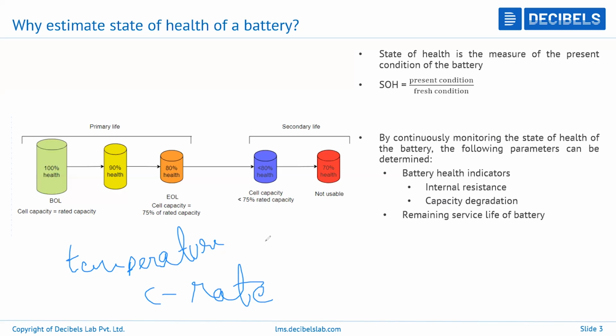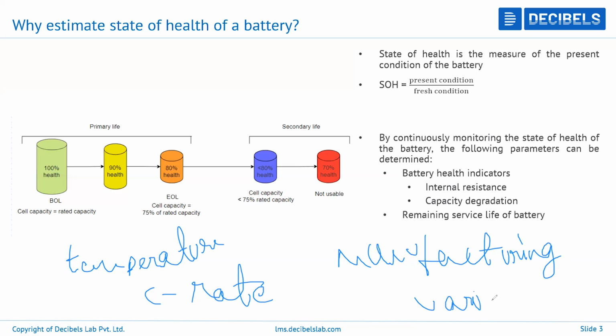High temperature could cause rapid degradation. Even cold temperature can cause rapid degradation. Fast charging and very fast discharging can also cause faster degradation. Manufacturing variations are there. So these are all important influencing factors for state of health.